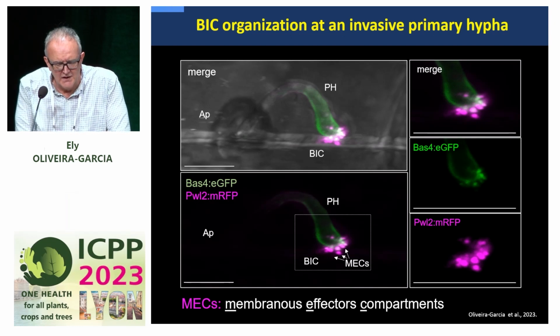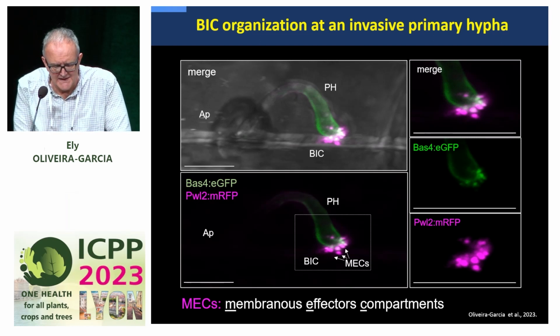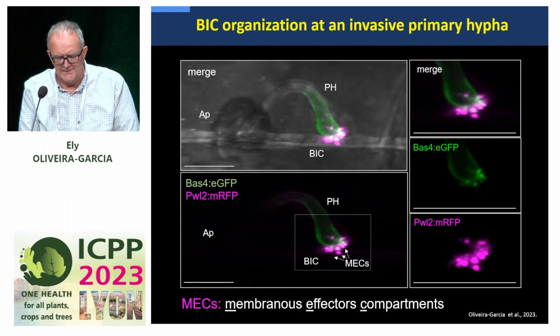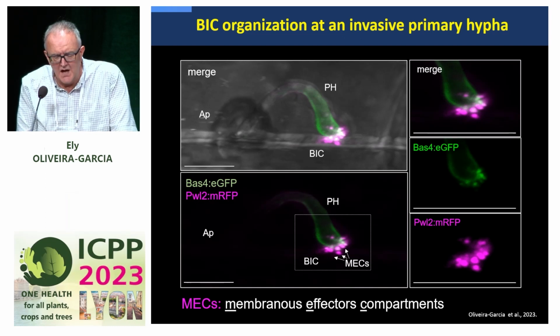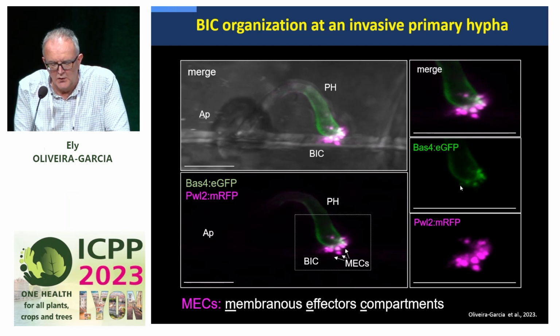Those are labeled with an effector. This is the PWL2 effector, which you'll hear more about at this meeting. PWL2 is an effector which also acts as a host specificity determinant, but is often used as a marker for cytoplasmic effectors. In contrast, apoplastic effectors accumulate in the periphery around invasive hyphae, although BAS4, which binds to membranes too, still has some localization to the BIC.